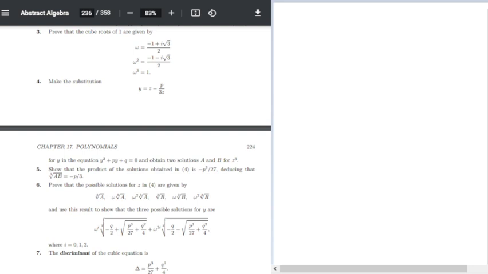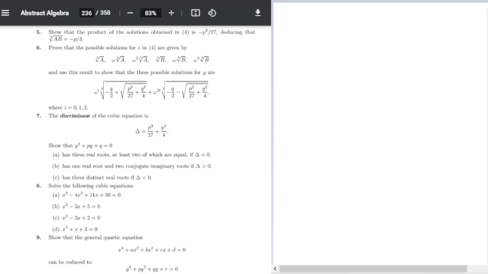6. Prove the possible solutions for z in 4 are given by the cube root of a, omega times the cube root of a, omega squared times the cube root of a, the cube root of b, omega times the cube root of b, and omega squared times the cube root of b. And use this result to show that the three possible solutions for y are omega to the i, cube root of negative q over 2 plus the square root of p cubed over 27 plus q squared over 4, plus omega to the 2i times the cube root of negative q over 2 minus the square root of p cubed over 27 plus q squared over 4, where i equals 0, 1, 2.